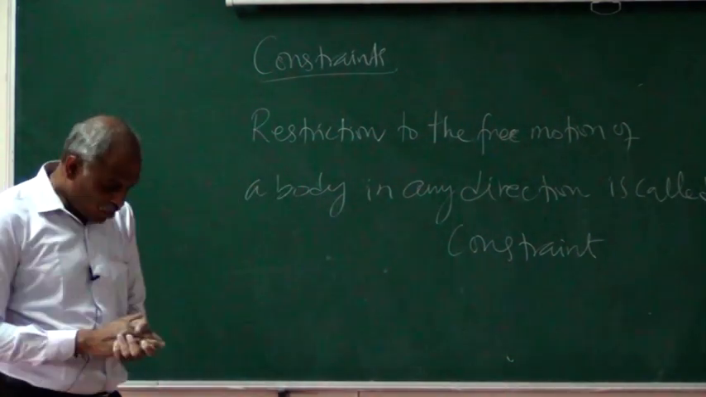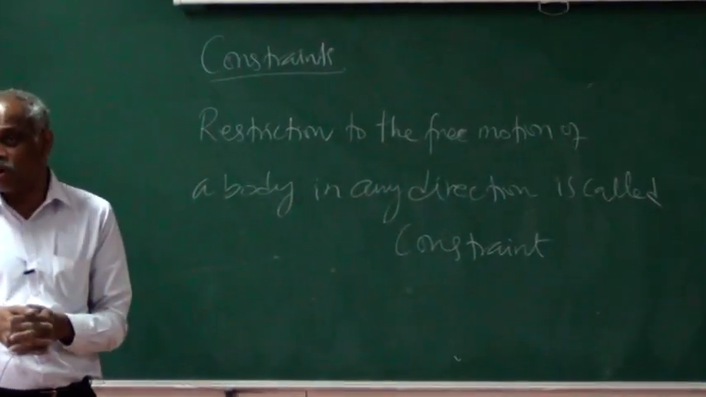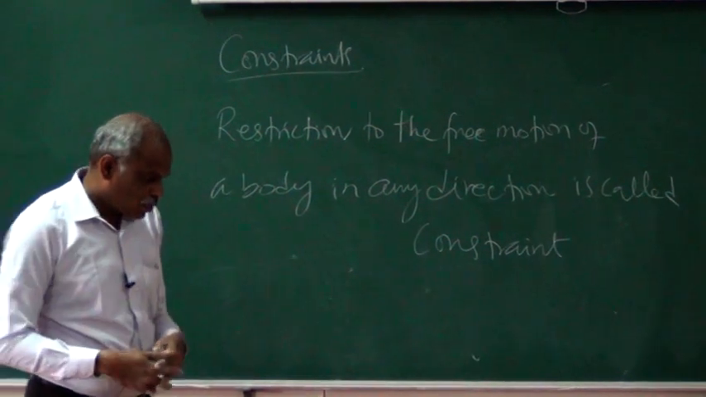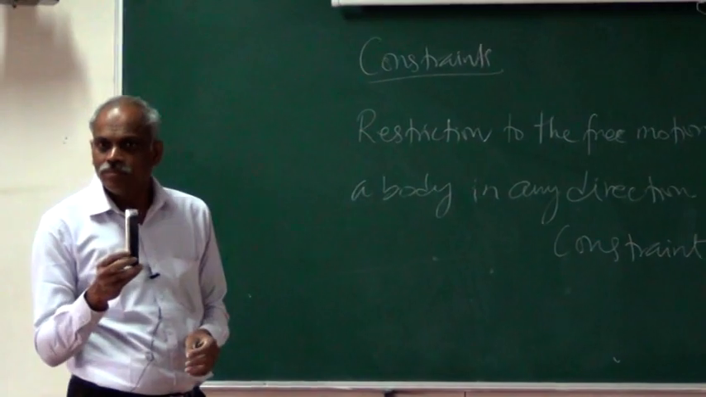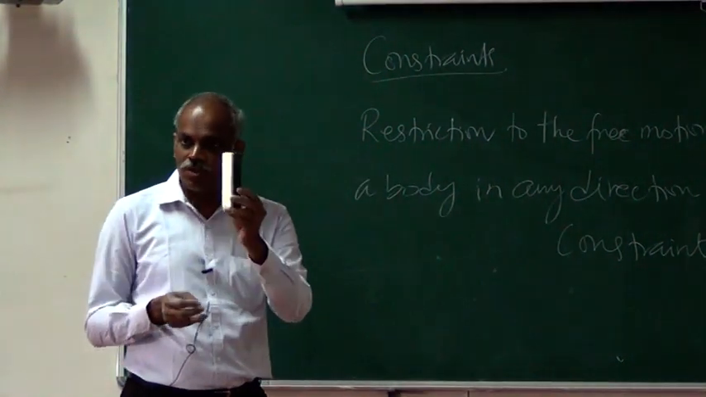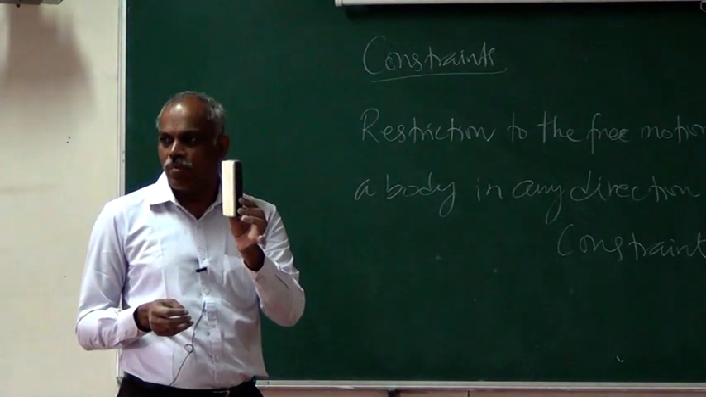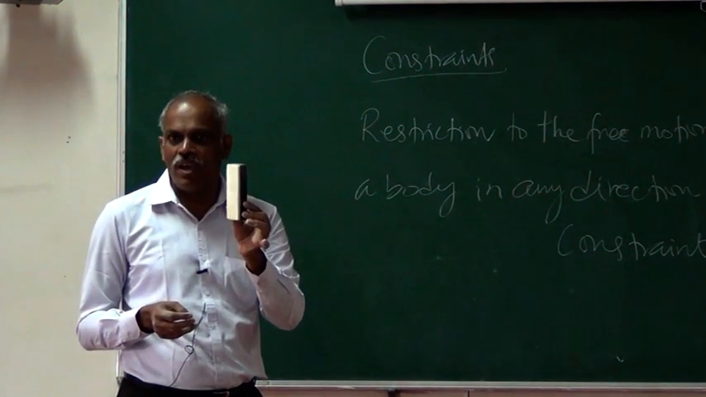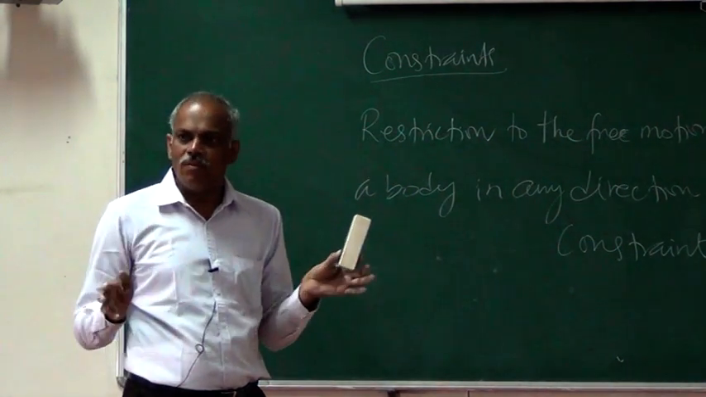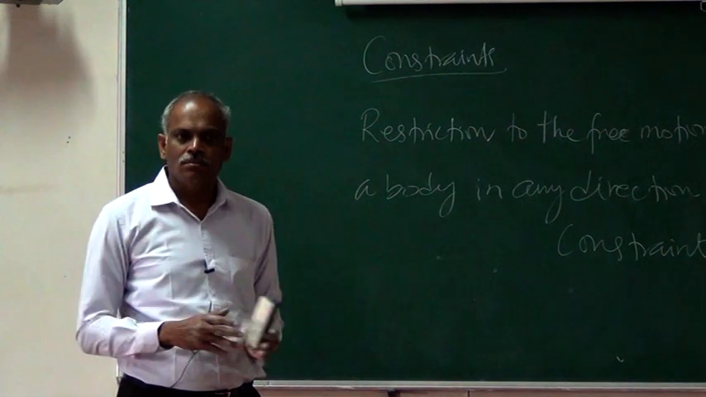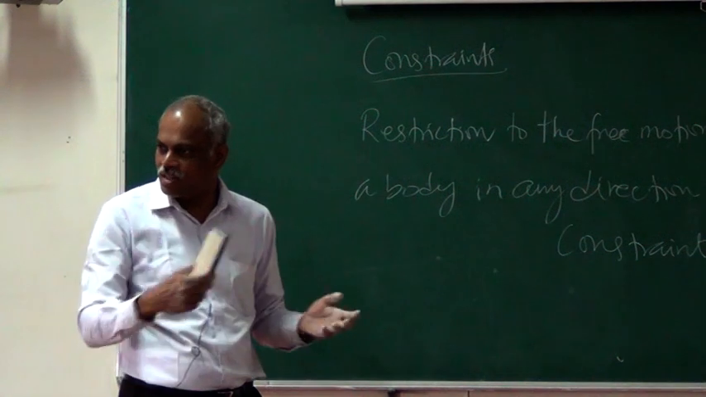Now we have to discuss what is free motion, what are the possible free motions of a body. If I take a body in space, then what are the possible motions a body can execute in space? Following a convention, you can always construct a Cartesian coordinate system consisting of x, y and z axes.